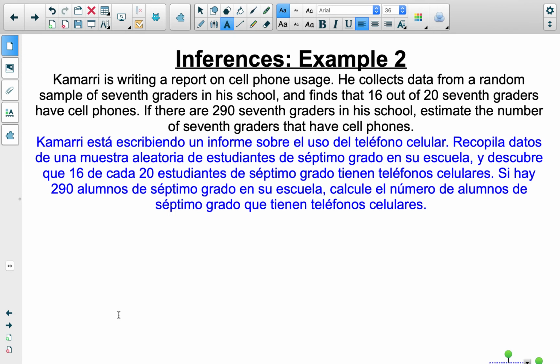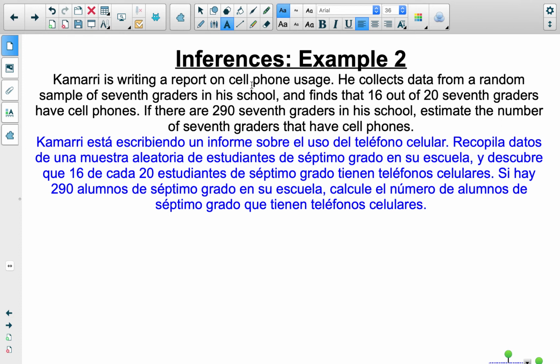All right, now example number 2, we're actually going to make numerical inferences. So Kamari is writing a report on cell phone usage. He collects data from a random sample, so that's a good start, right? It's a random sample of 7th graders in his school and finds that 16 out of 20 7th graders have cell phones. If there are 290 7th graders in his school, estimate the number of 7th graders that have cell phones.